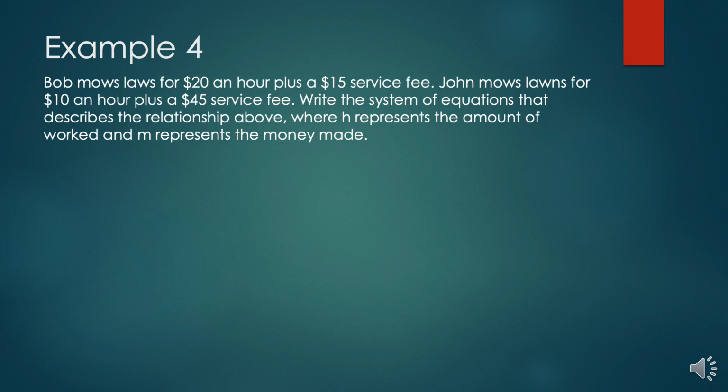All right. Bob mows lawns for $20 an hour, plus a $15 service fee. John mows lawns for $10 an hour, plus a $45 service fee. Write the system of equations that best describes this relationship, where H is the amount of hours worked, M is the money made.